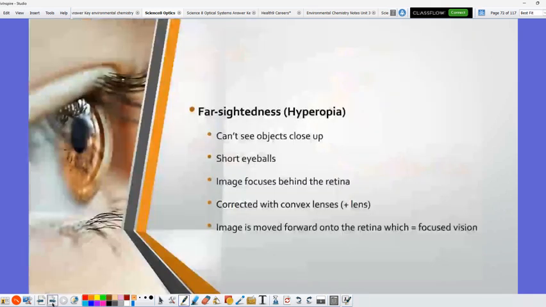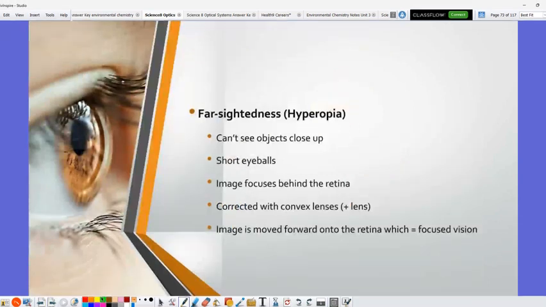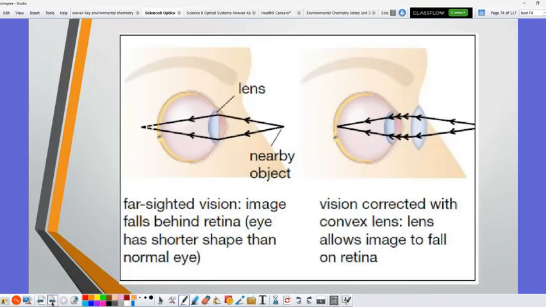People who are farsighted can't see objects close up. They have short eyeballs. The image focuses behind the retina, and so to fix this, you need a convex lens so you can focus it in a shorter distance, like this. Right? So there's a person who is farsighted, and the image is falling there. But now, if you put another convex lens in front of it, it focuses in the right spot.